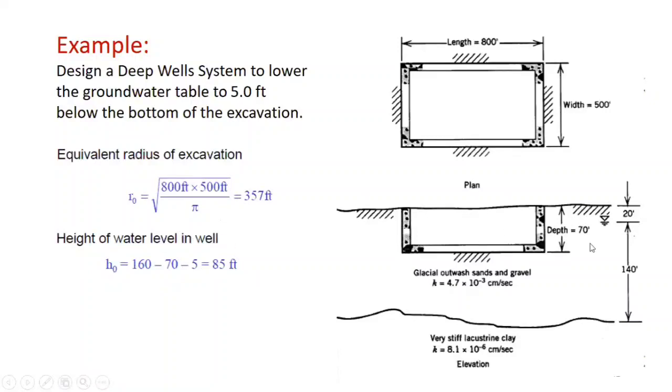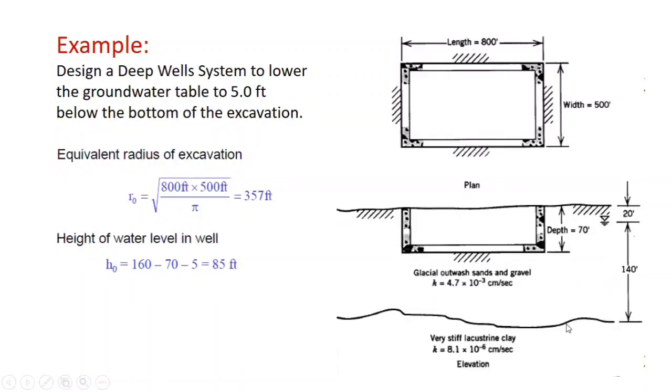So the height of water level in the well, if you look from here, it is 160 feet total. Then you have 70 from here, and then 5 from here. So what does that mean? This means if you install a piezometer over here, the level of the water would rise to 85 feet. Of course, if you do not do the pumping, the level of the water would rise to this level. But you have to pump it, and you have to keep the level of the water in the well at 85 feet. I hope you understand this discussion.